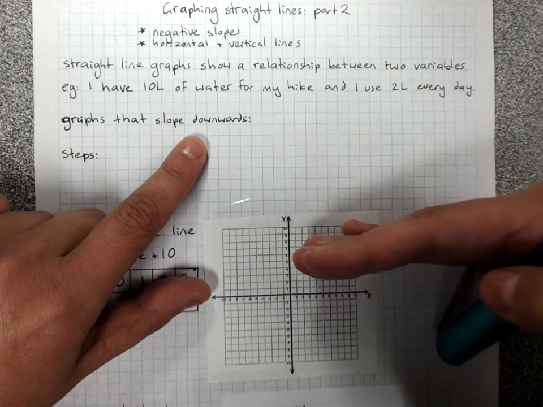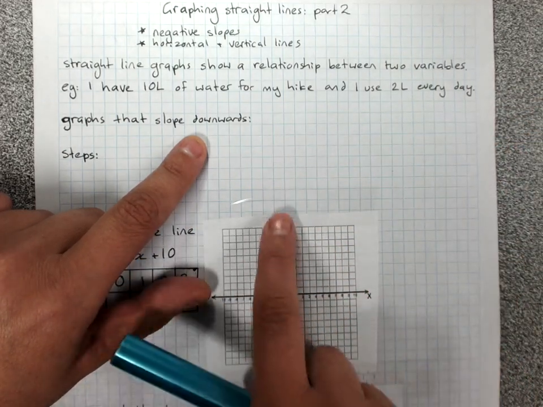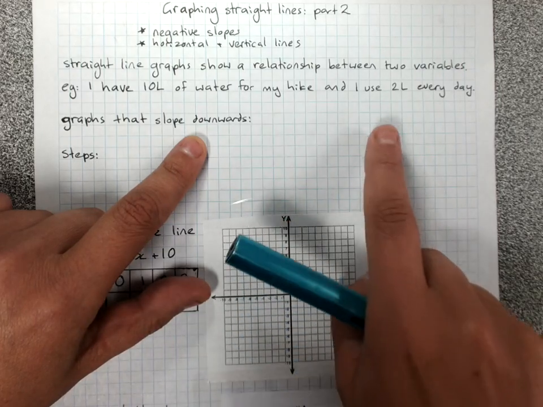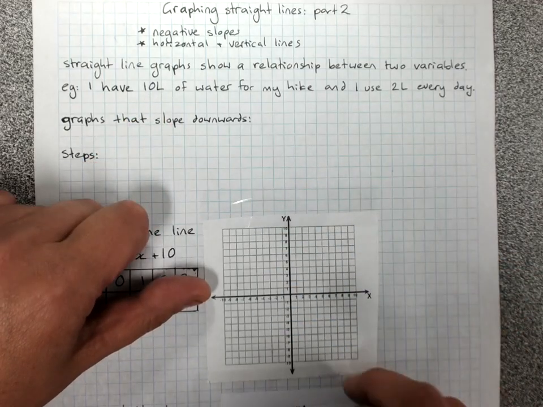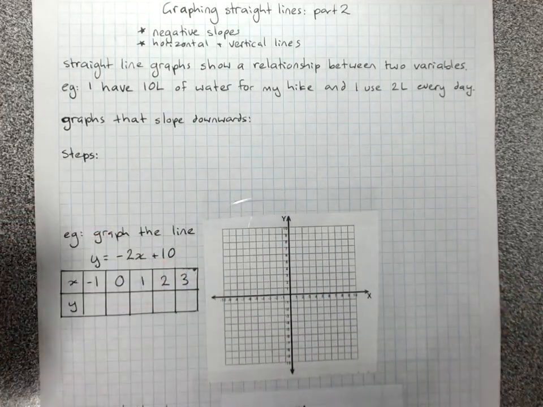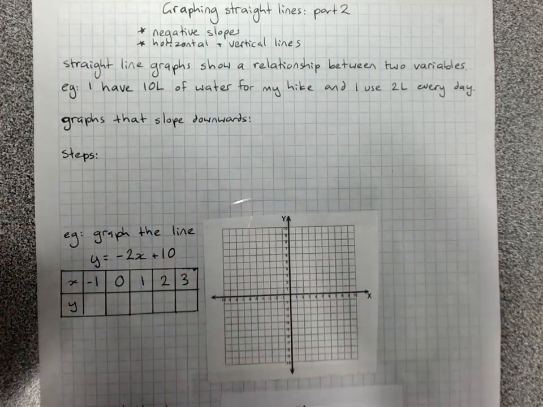go down over time. This would make a graph that slopes down from a starting point of 10 litres down, and you can see that if I use 2 litres every day, I'd have 5 days. Now, we don't need to worry too much about the word problems, but I wanted to show the sort of thing that might give us a graph that slopes downwards.